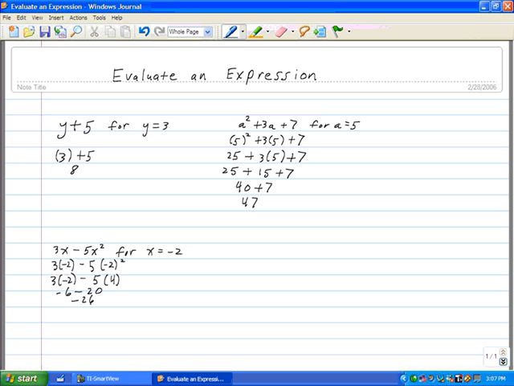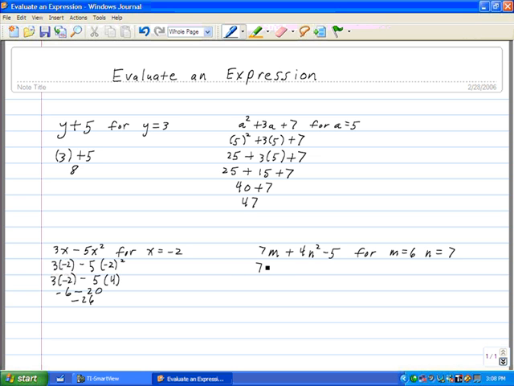Now we're going to have a few problems where we work with more than one variable. And you're going to have to be careful to make the correct substitution at the correct time. Let's look at 7m plus 4n squared minus 5. Of course, they're going to have to tell us that this substitution is for m equals 6 and n equal 7.